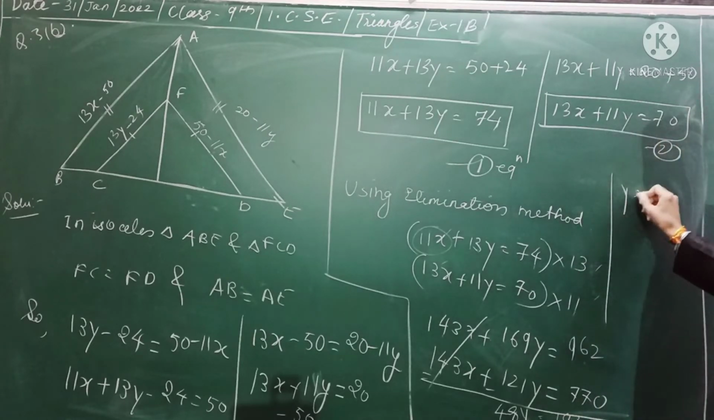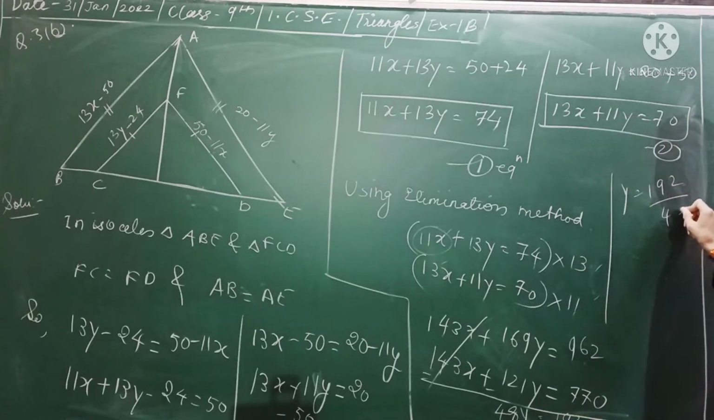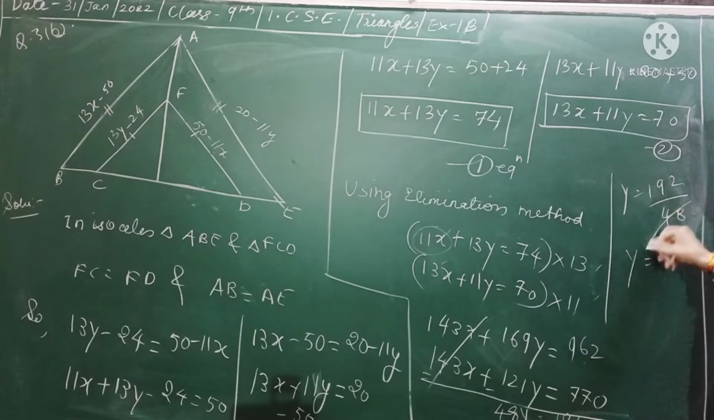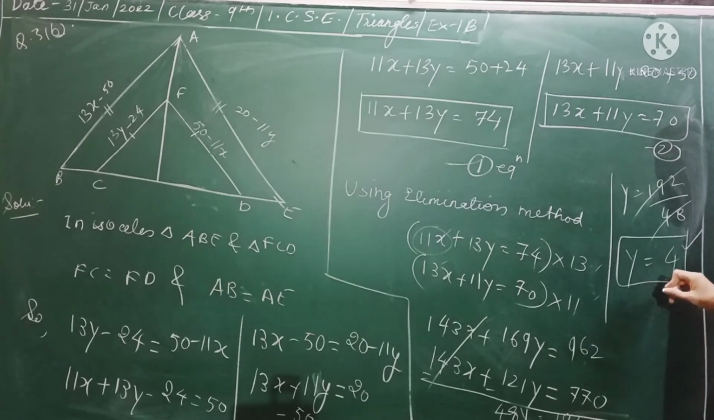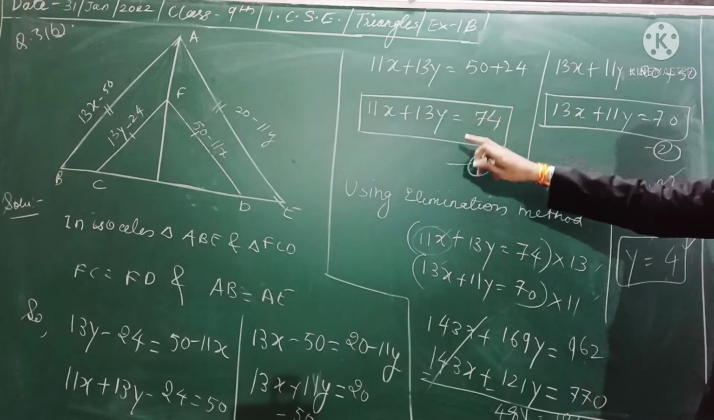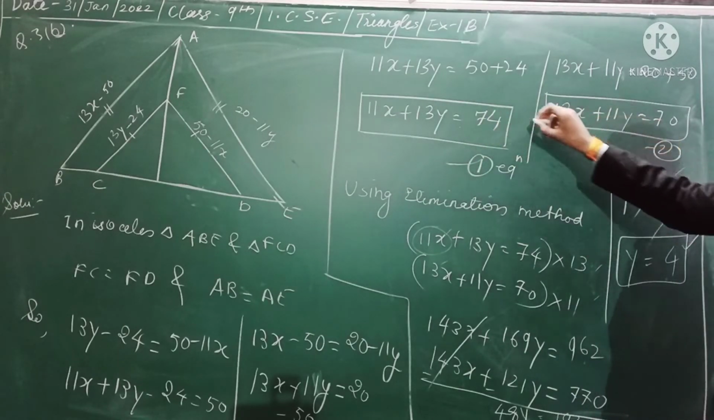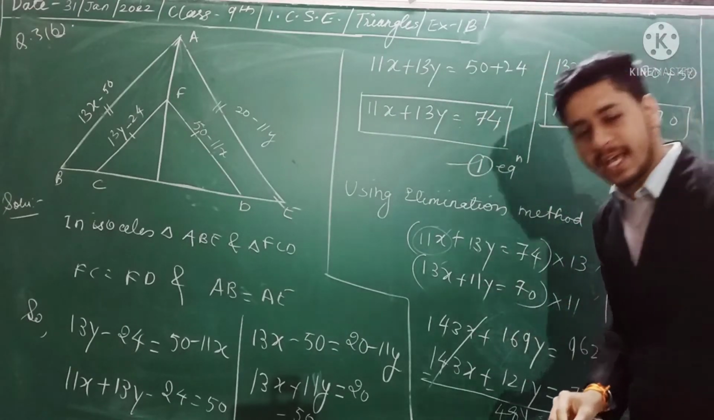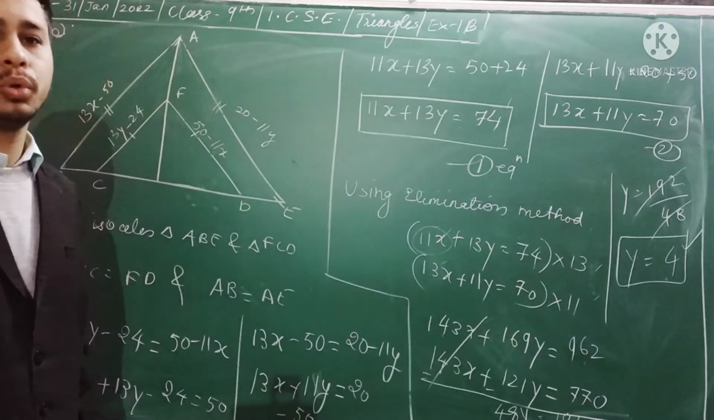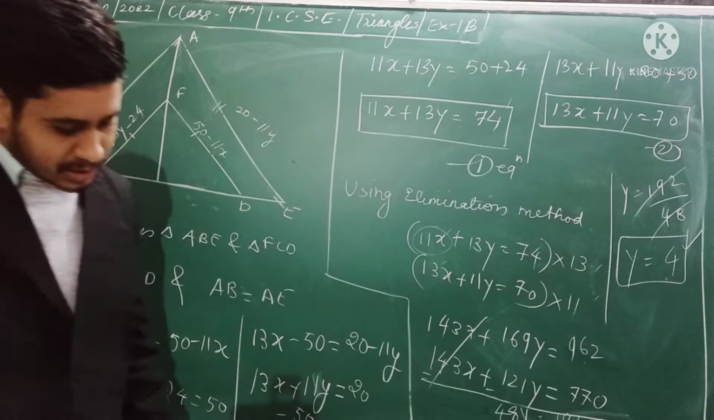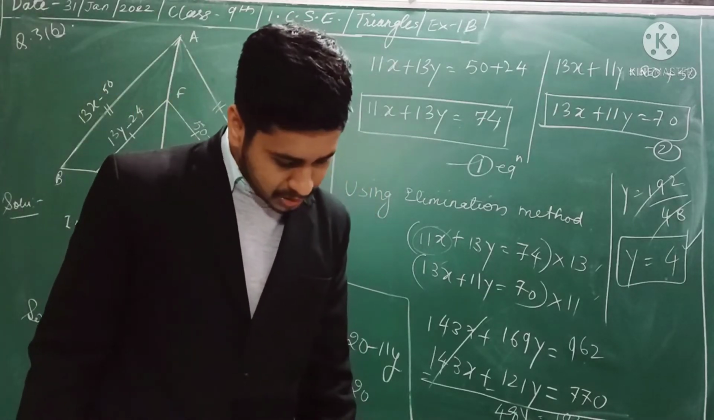So y will be equal to 192 upon 48, and if you cancel 48 with 192 you will get 4 as the answer. So we got the value of y as 4. Now you can substitute this value in either of the equations, 1 or 2, to get the corresponding value of x. So like this you can solve. As you know, we have already done this method in the linear equation.